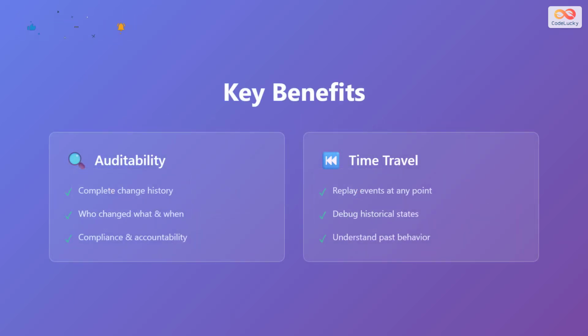Event sourcing provides two major benefits. First, auditability. You have a complete change history showing who changed what and when. This is crucial for compliance and accountability. Second, time travel. You can replay events at any point in time to see what the system looked like in the past. This makes debugging and understanding historical behavior incredibly easy.